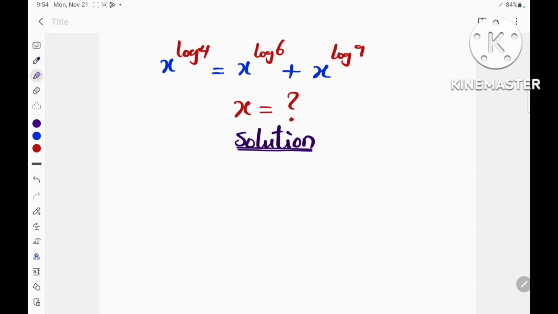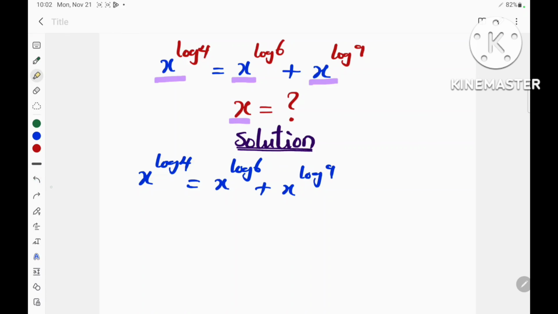Hello everyone. In this video we have a very nice looking exponential equation. We are given that x raised to the power log 4 is equal to x raised to the power log 6 plus x raised to the power log 9. And we have been asked to find the value of x. To solve this equation, I'll start by transforming these powers to log x.